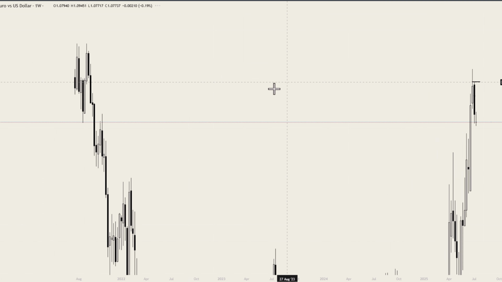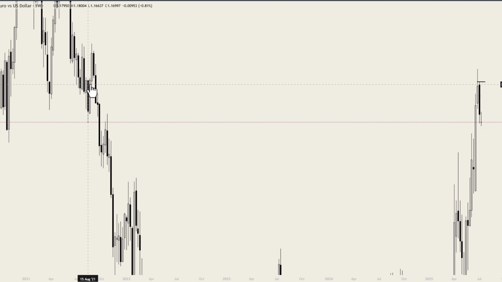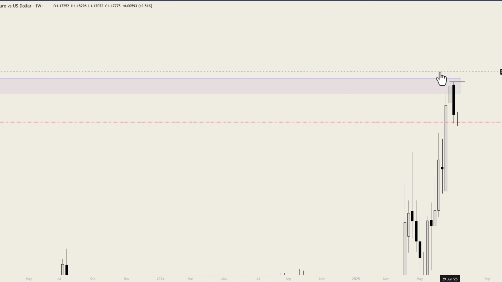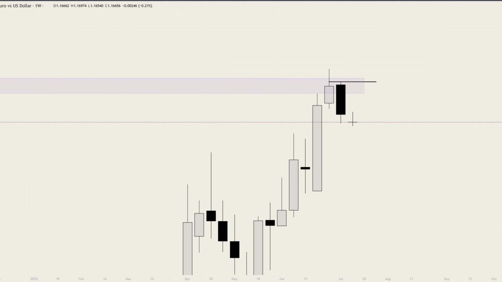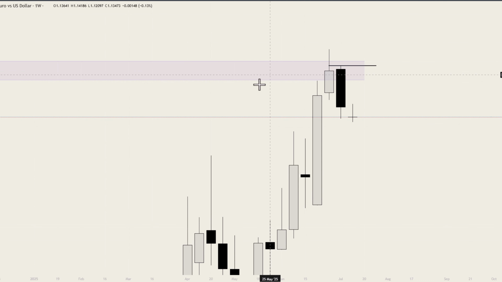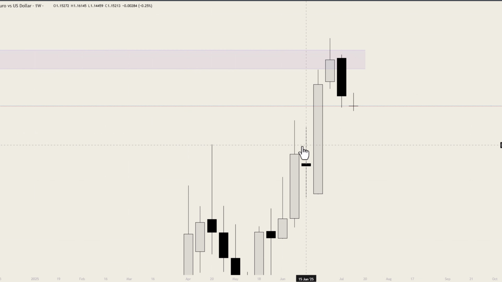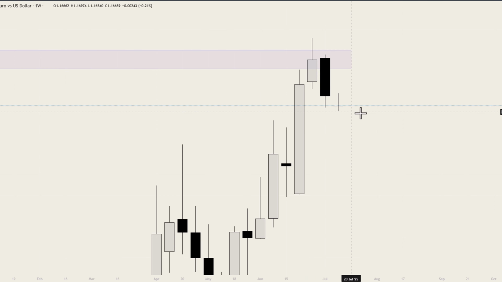price from the left side, we see that we have an imbalance here and price is rejecting from this imbalance. Now we see the wick has done the damage, but the body is respecting the imbalance. So we see some level of rejection from this level, and we're expecting price to come into the internal range liquidity. So here is the last week candle where I took that trade.